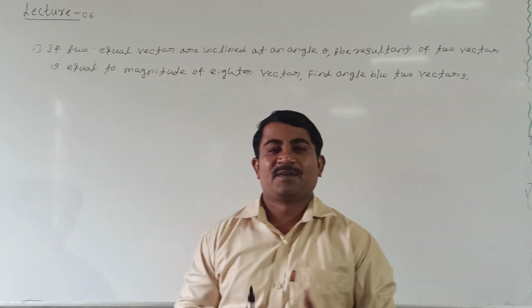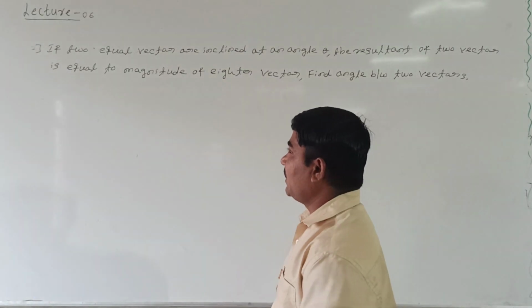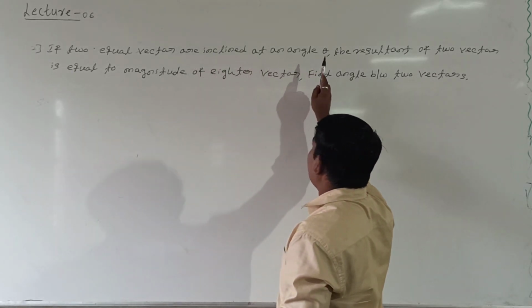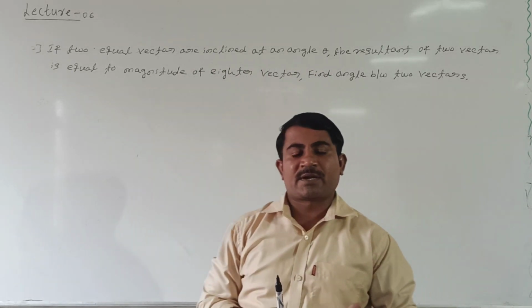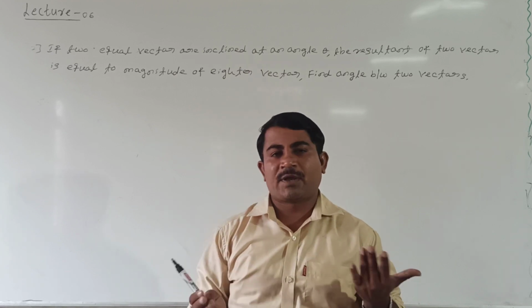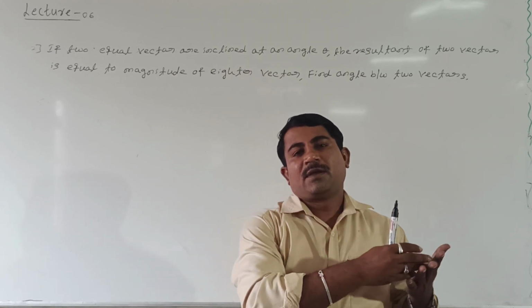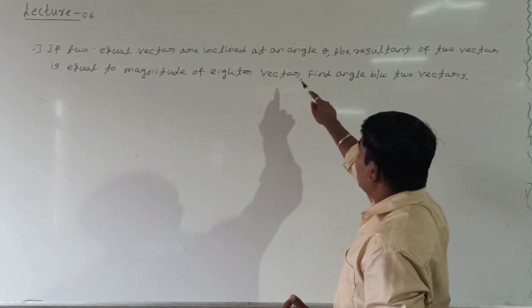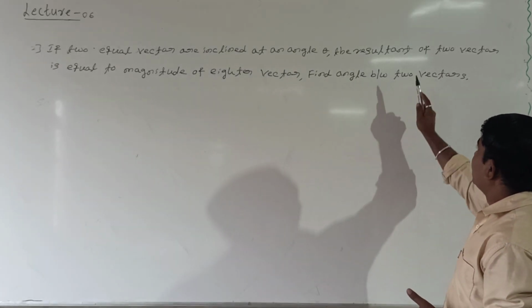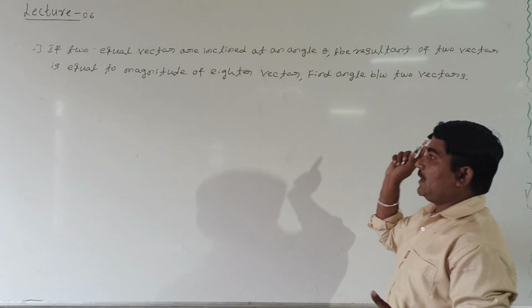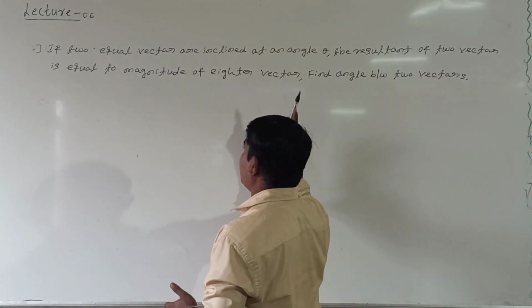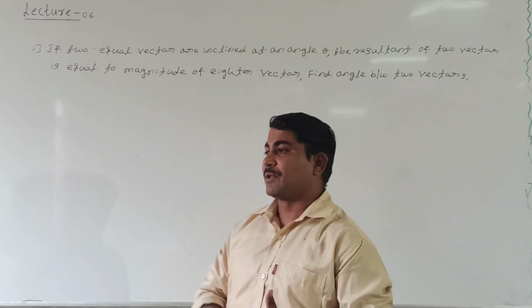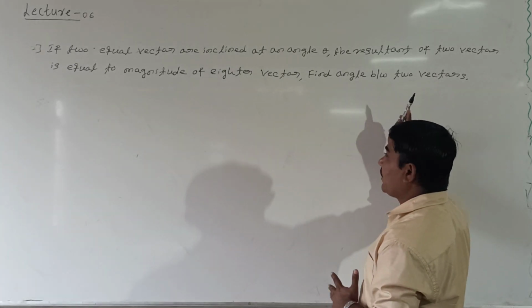Okay, students. Second numerical: two equal vectors are inclined at an angle theta. Two vectors P and Q you can take, or A and B, or C and D, no matter. Two equal vectors are inclined at an angle theta. The resultant of two vectors is equal to the magnitude of either vector. Find the angle between the two vectors.